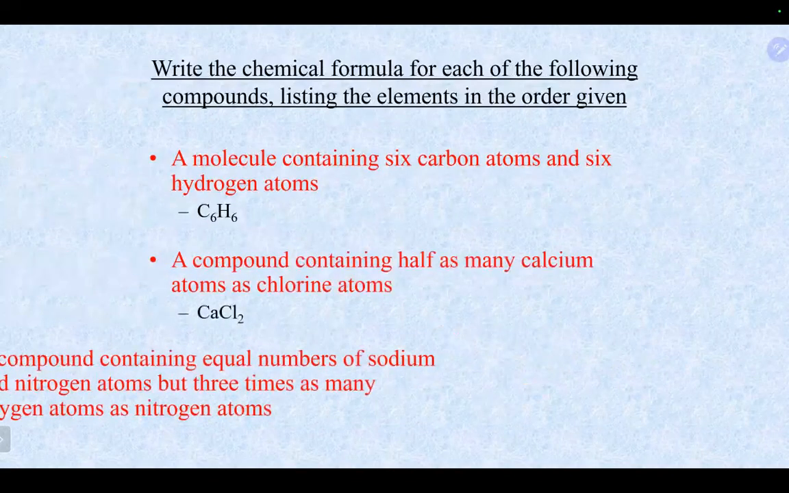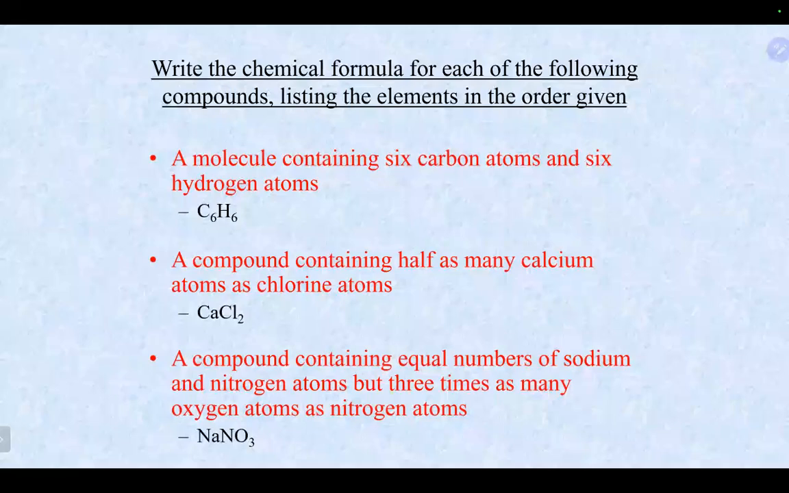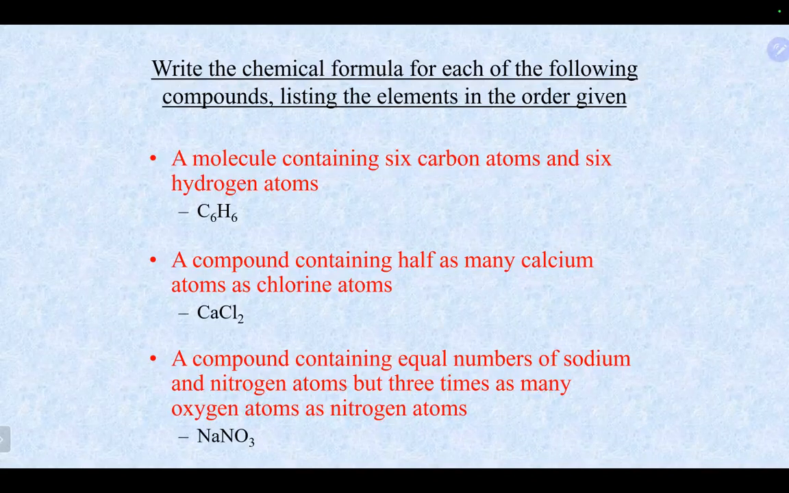So if we were to write some formulas here, if we're looking for a molecule that has 6 carbon atoms and 6 hydrogen atoms, we would have C6H6. Again, both of the 6s go, 1 6 goes to the carbon, 1 goes to the hydrogen. We had a compound that had half as many calcium atoms as chlorine. Obviously, if we have just 1 calcium, then we would have 2 chlorine atoms.